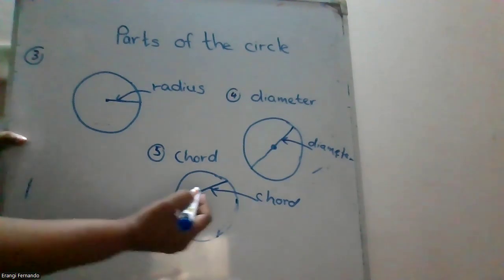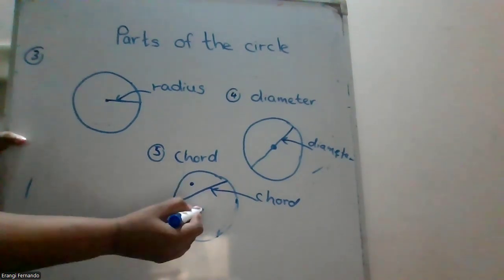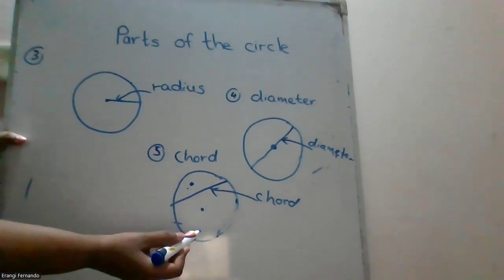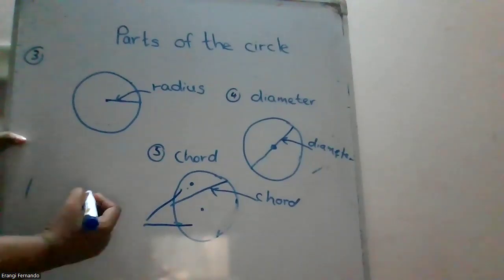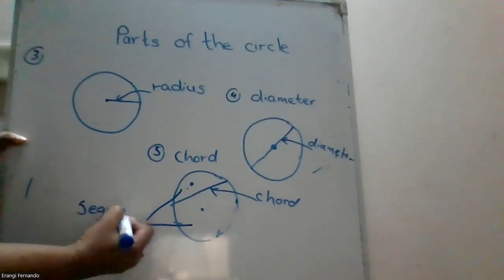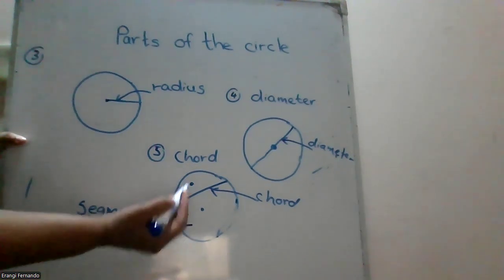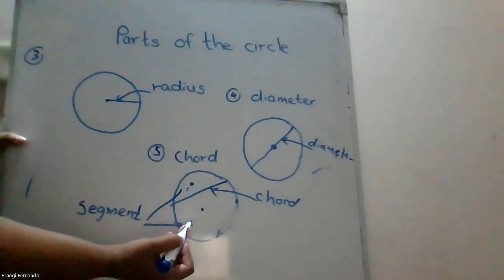Because of the chord, there are 2 parts. Can you see 2 parts? One is small, one is big. For that we call segment. The small one we call minor segment. The bigger one we call major segment.